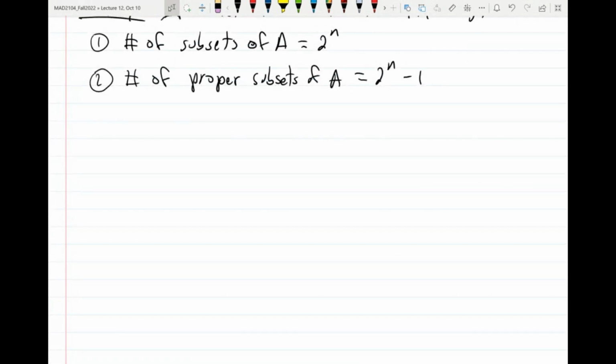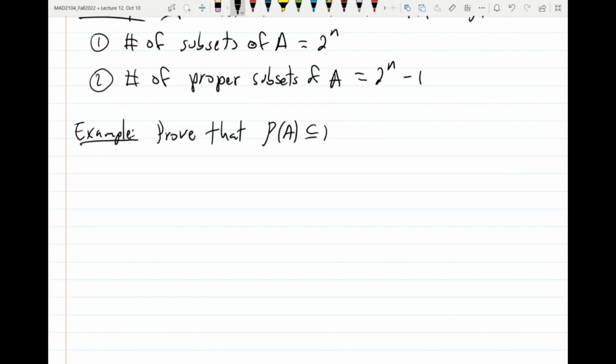All right, good. So then I guess let's do a little proof involving power sets. So another theorem, or I guess example. Prove the following. So prove that the power set of A is a subset of the power set of B if and only if A is a subset of B. So let A and B be some sets. Okay? And let's prove that the power set of A is a subset of the power set of B if and only if A is a subset of B.